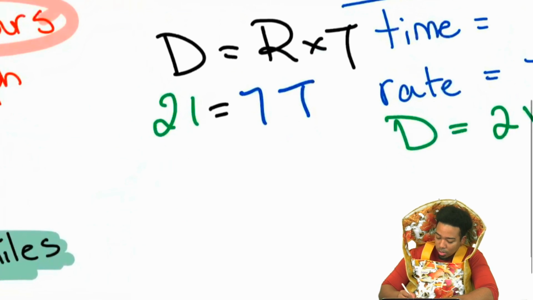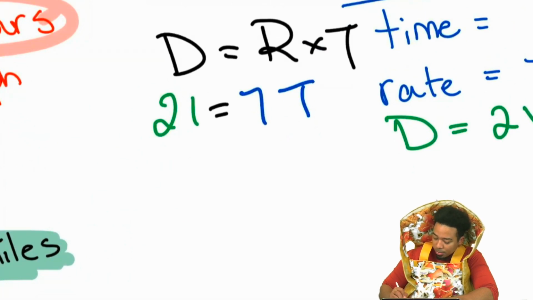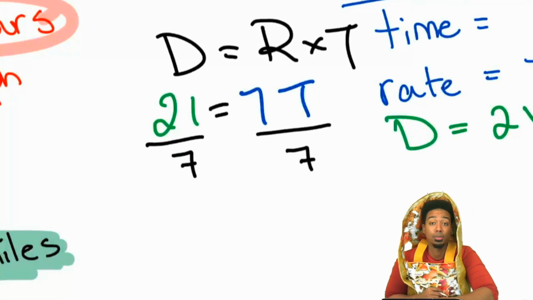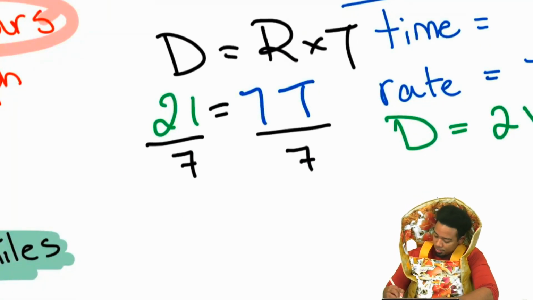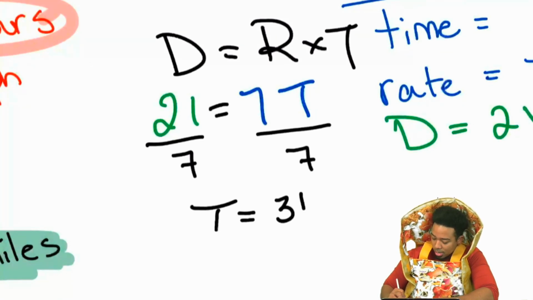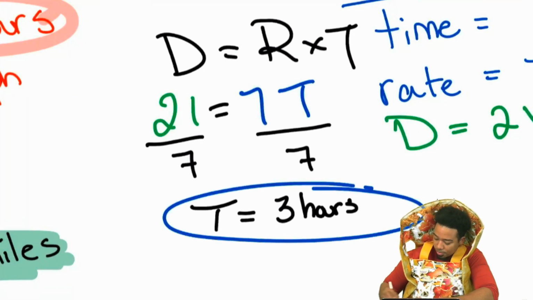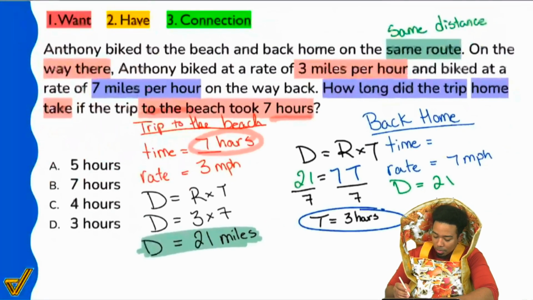And so here what we do is we'll simply go ahead now and divide both sides by 7 to get the answer. Everyone, 21 divided by 7 gives us what? Yep, that's going to be time is 3 hours. 3 hours, right there. We're done. And that'll be the answer here.